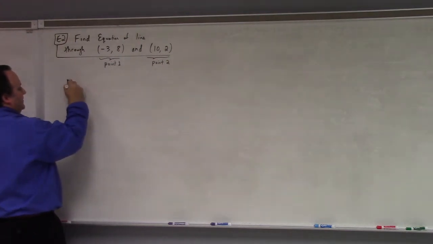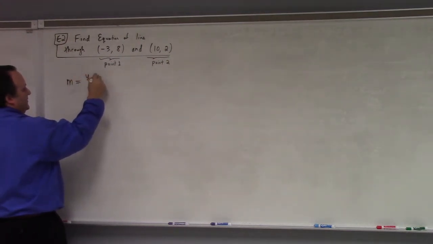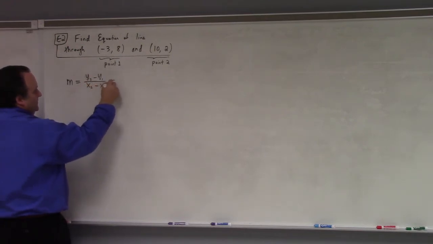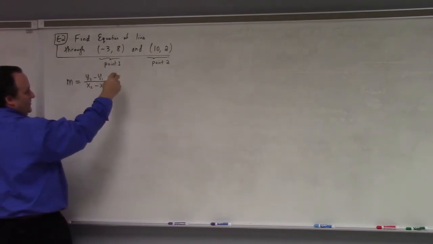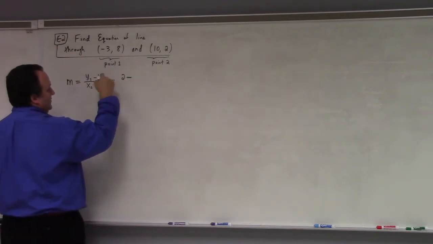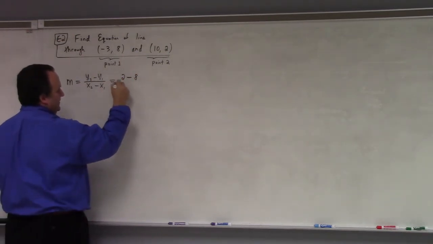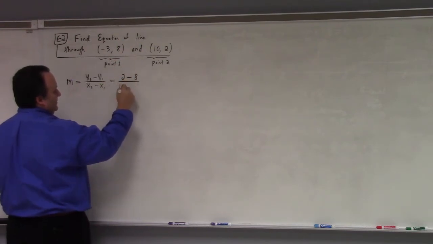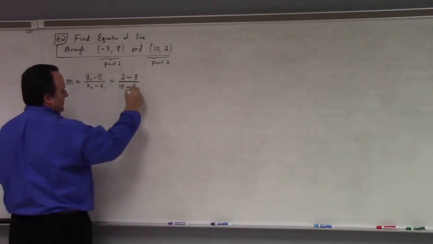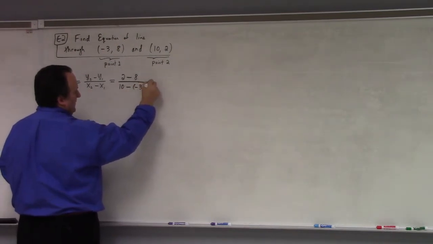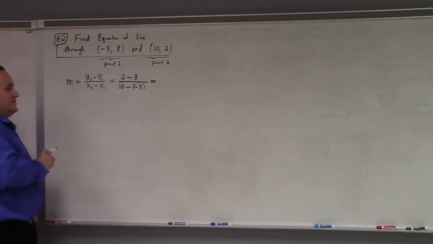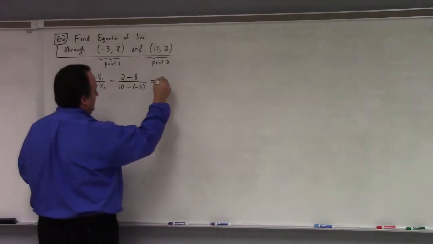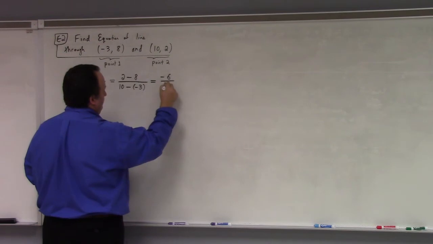So my slope, right, is y2 minus y1 over x2 minus x1. So I need to take y from the second point, which is 2, and subtract y from the first point, which is 8, right? And then take x from the second point, which is 10, and subtract x from the first point, which is minus 3. So what does that give us? That gives us minus 6 over 13.